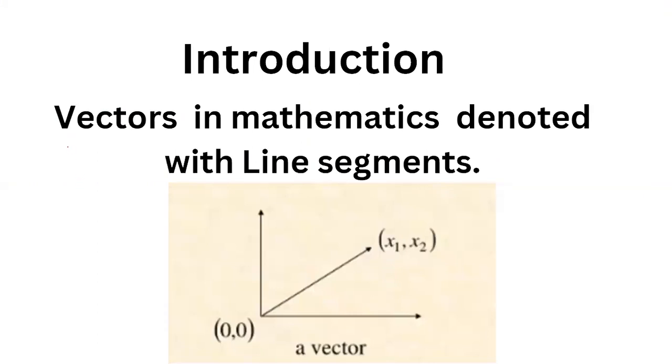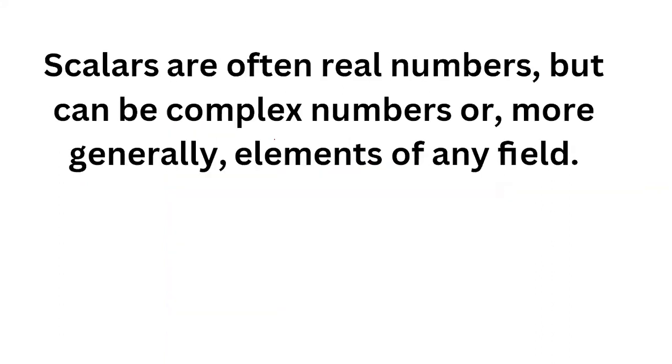You know what is a vector? A vector has both magnitude and direction. It is a physical quantity which has both magnitude and direction. But in mathematics, vectors are denoted with line segments. Suppose here P(x1, x2) is any point. OP bar is equal to r bar, which denotes the line segment. We represent a vector as a line segment in mathematics.